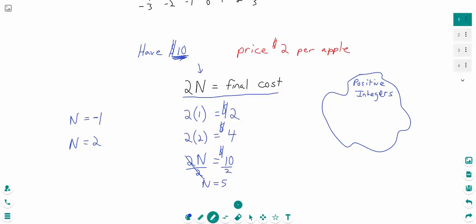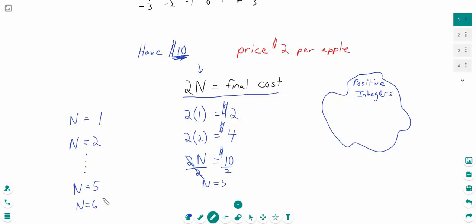So n could be 1, it could be 2, and it could go all the way up to n equal to 5. And at that point, that's it. We couldn't go to n equal to 6, because we're not going to have enough money. It would be 2 times 6, which would be $12, and we don't have $12.